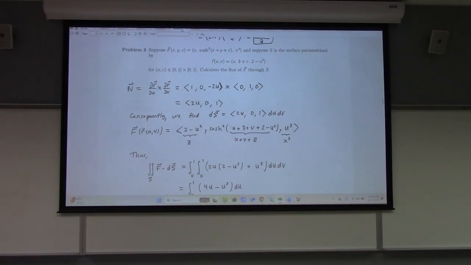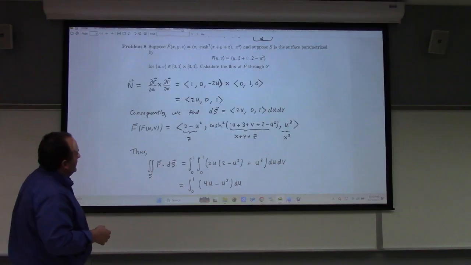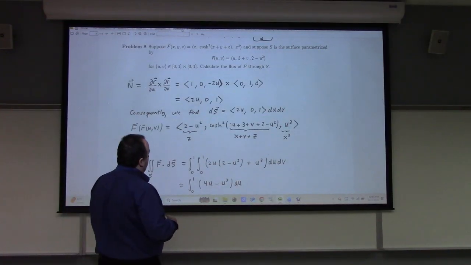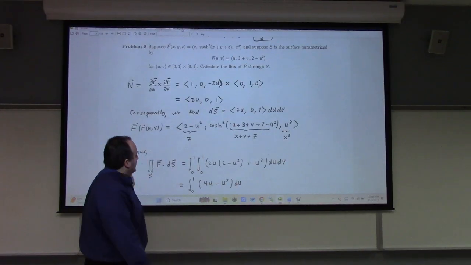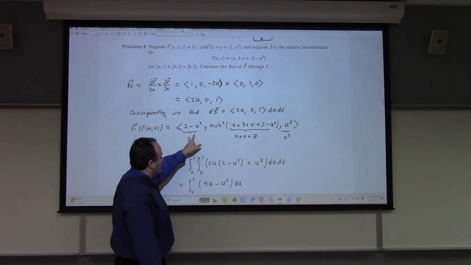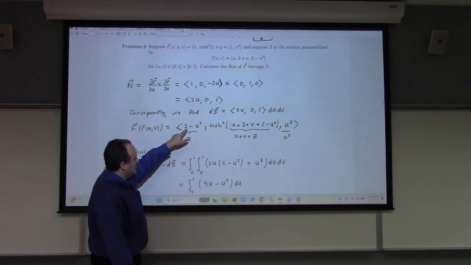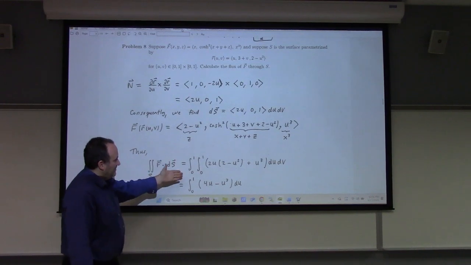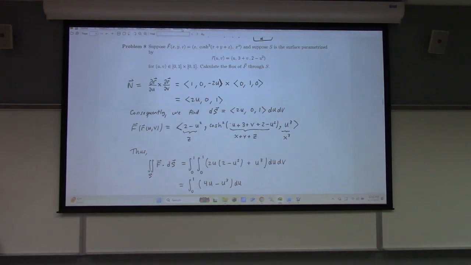This one here, not much to say. We calculate the normal, and it gives us 2u, 0, 1. That gives us this as the vector area element, and then I have to evaluate the vector field at the parameterization, which gives me this exciting stuff, and then I take the dot product of this with the dS, and I get this, and I integrate. And, all right, so.